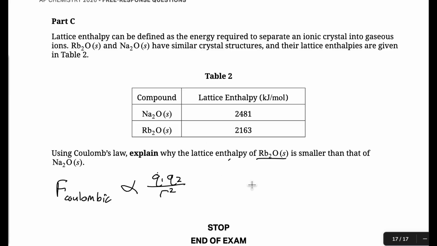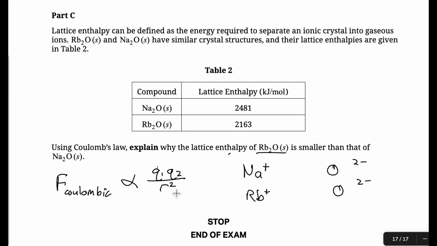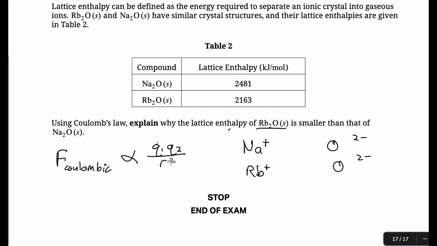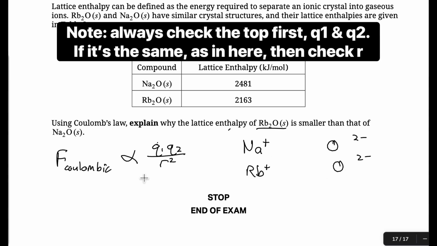For Na2O and Rb2O, we're going to compare the two. Na has a charge of +1, and Rb also has a charge of +1. And then both of them have O, which has a charge of -2. So that's the top part of the equation, which compares the charge of the ions, and here the charges are both the same, so that doesn't really matter. But the bottom says R squared, which means that if they're farther from each other, then the Coulombic force is going to be smaller. If they're farther away, then they're less attracted.